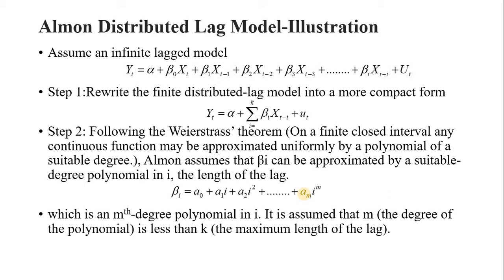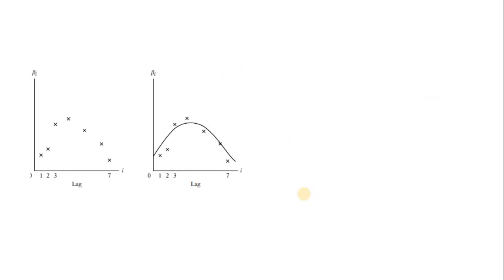This is an mth degree polynomial in i. It is assuming that m is the degree of the polynomial, which is less than the maximum length of the lag. So if it is not clear, I will discuss. Look at these equations. Suppose this is the lag 1, 2, 3 up to 7. These are the beta coefficients.